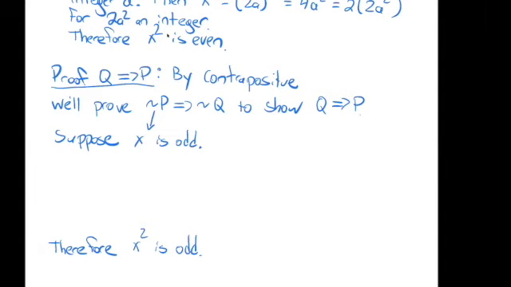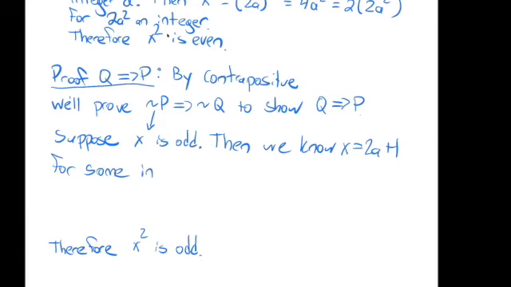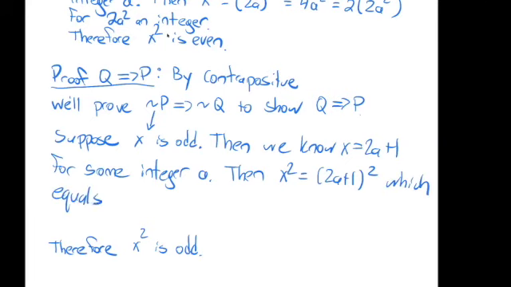So then we said by the contrapositive, suppose x is odd. Then we assume that x equals 2a plus 1 for an integer a. Then x squared equals (2a plus 1) squared, which we multiply out to get 4a squared plus 4a plus 1. And then we factored a 2 out of that and said 2 times the quantity 2a squared plus 2a plus 1.